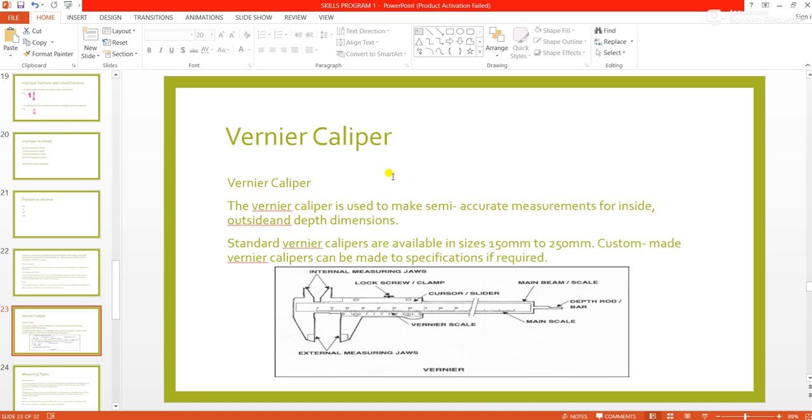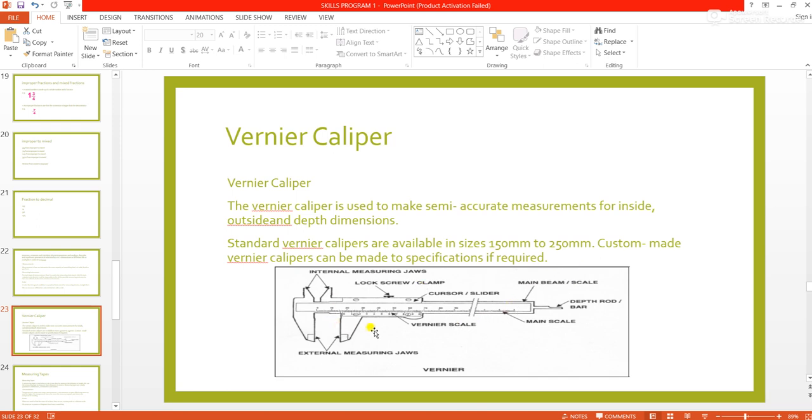So the second measuring instrument is a vernier caliper. A vernier caliper is used to make semi-accurate measurements for outside, inside, and depth dimensions. Standard vernier calipers are available in sizes of 150 millimeters to 250 millimeters. Custom made vernier calipers can be made to specific specification if required.